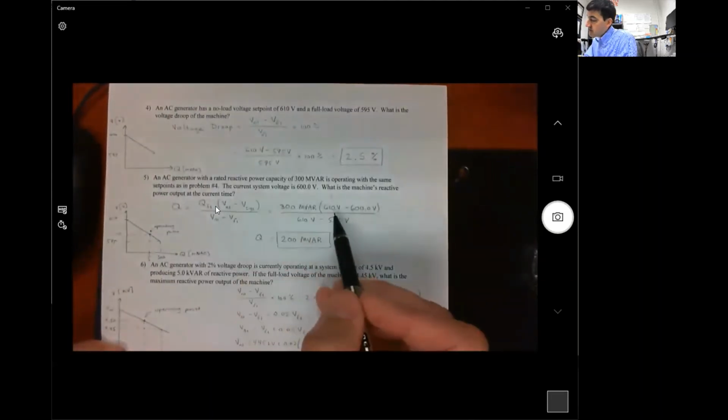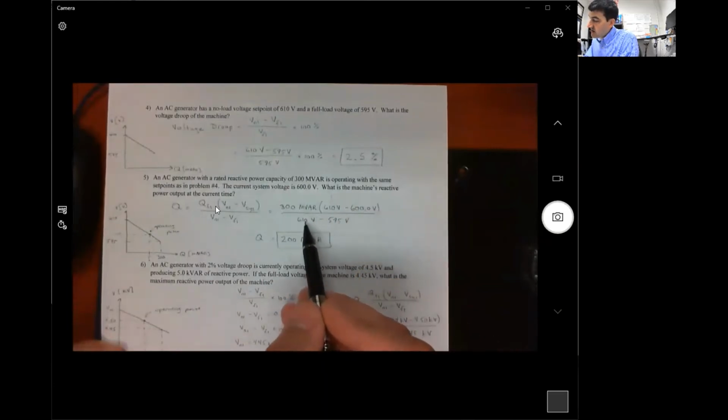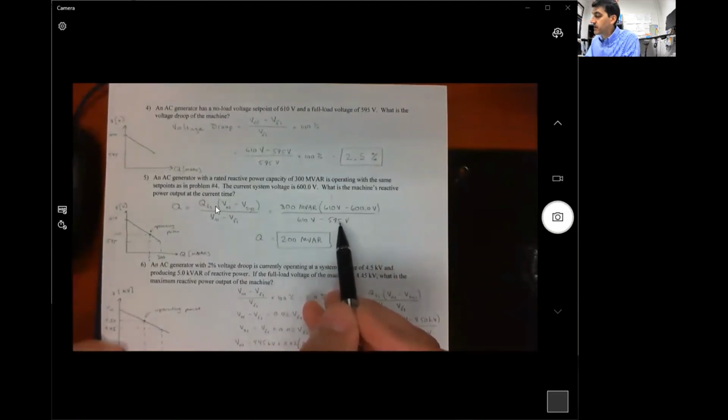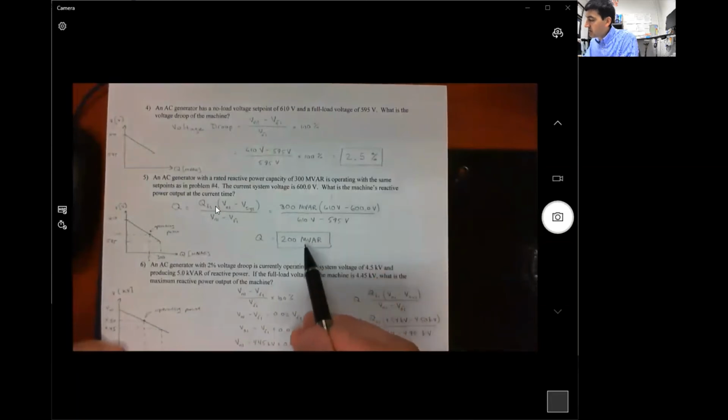Okay, so we plug in values. There's our no load voltage. There's our actual operating system voltage. And here's our no load voltage minus our full load voltage. Plug in there and your volts units will cancel out and you're left with megavar. So our answer is 200 megavar, volt amps reactive.